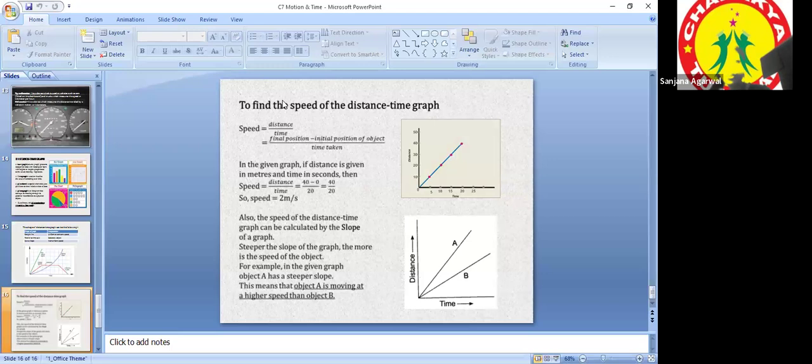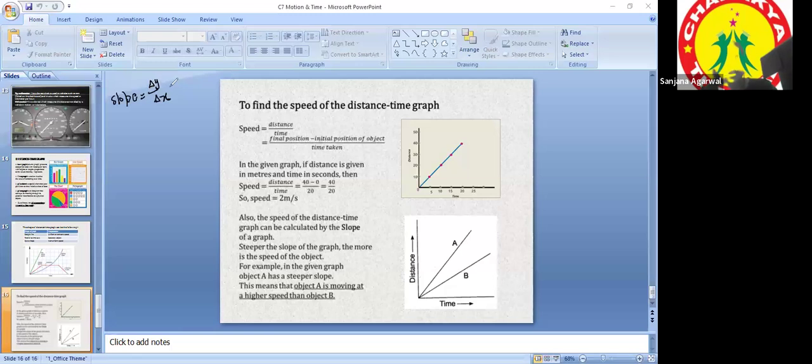Slopes are usually used to find out the speed. Slope has a general formula, delta y by delta x. This triangle I'm calling delta, which means small change. This is just a symbol, don't take it so complex, okay? Triangle is called delta, which means small change in the value.